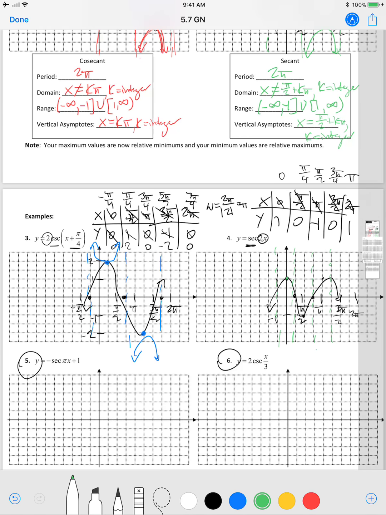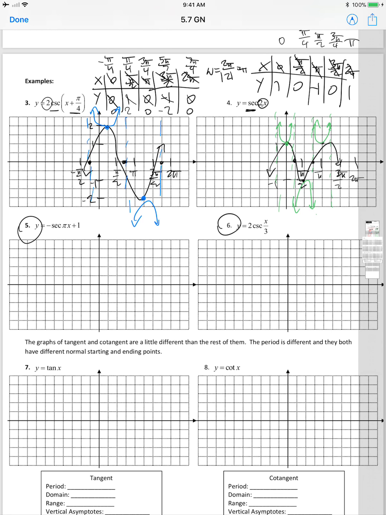And then maximums become minimums, minimums become maximums. And that's how I get the secant and cosecant graphs, by transforming sine and cosine, just like we've been doing. All right. So again, try numbers 5 and 6 on your own.